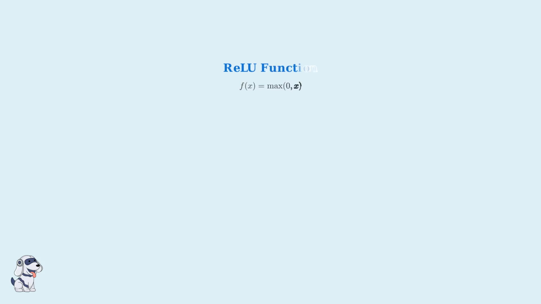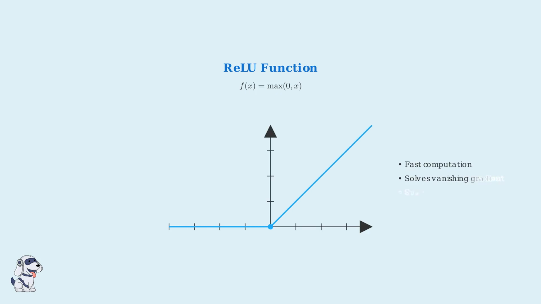The ReLU function, which stands for rectified linear unit, has become extremely popular in modern neural networks. Its formula is simply f of x equals the maximum of 0 and x. ReLU is incredibly simple. It outputs 0 for negative inputs and passes positive inputs unchanged. This simplicity makes it computationally efficient and helps solve the vanishing gradient problem that affects sigmoid functions.